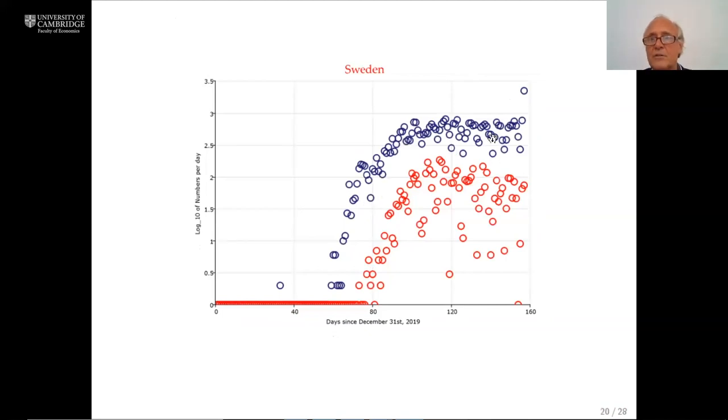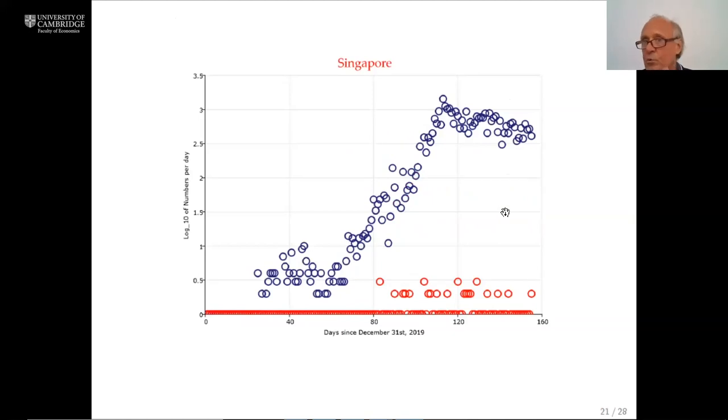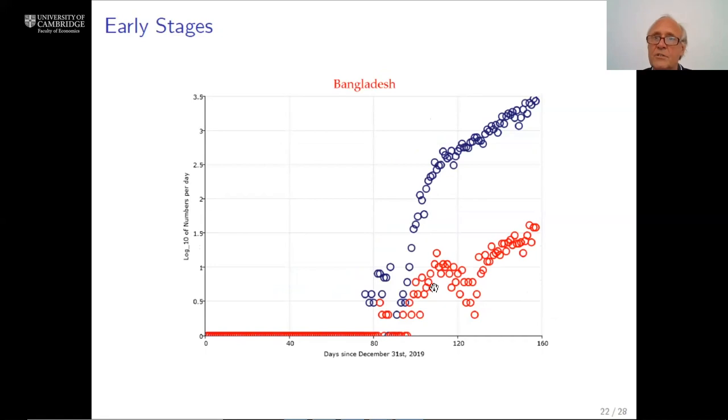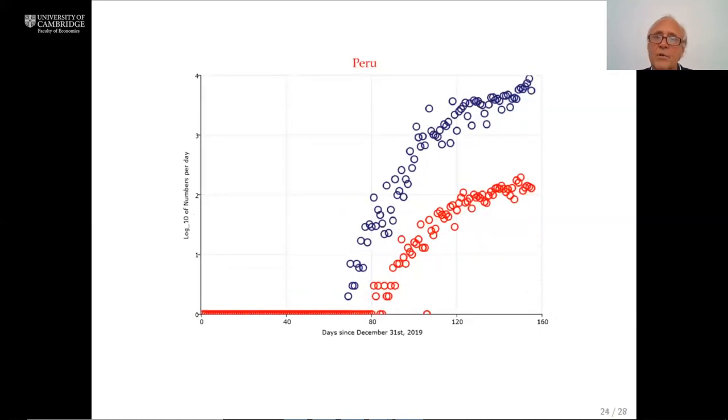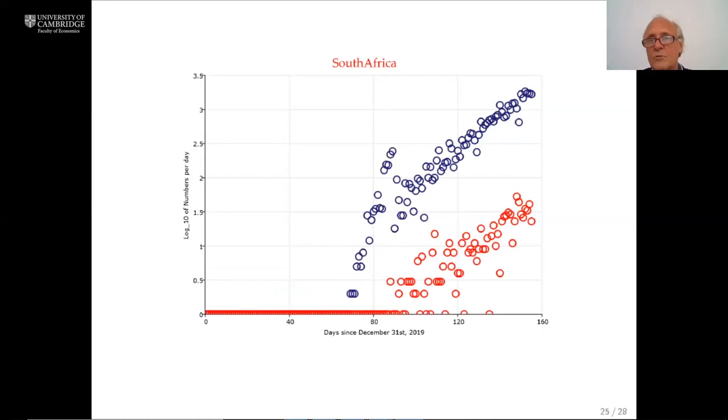Sweden, a country a lot in the news, we're at the peak here. What I find a bit surprising here is the volatility in the number of deaths. Singapore is also past the peak, but it's still quite high in cases, and hasn't entered the end game according to our definition. The surprising feature here is the very low number of deaths that you see. Now let's look at the early stages, and I'm just selecting a sample of countries. Bangladesh is one that is still experiencing rapid growth, Egypt, Peru, South Africa. This is a sample of countries, the well-known ones, Brazil and India, also in this category.